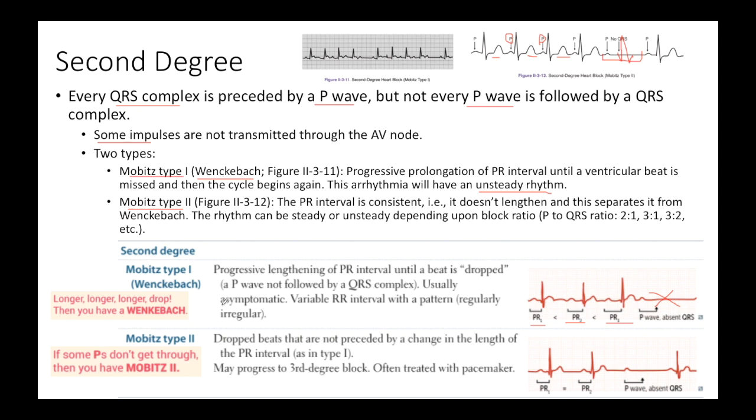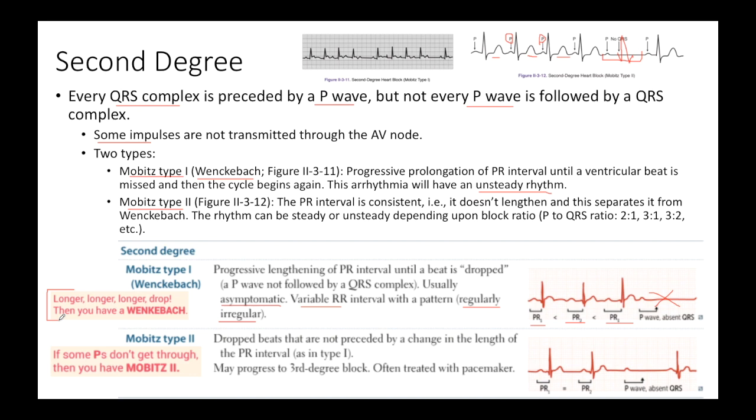And this one is also usually asymptomatic, and the intervals between the R's are variable, but there is a pattern, as you can see. So regularly irregular is another way this is referred to. And going back to our heart block poem, this portion you can remember with the phrase longer, longer, longer drop, then you have Wenckebach. Keep that in there.